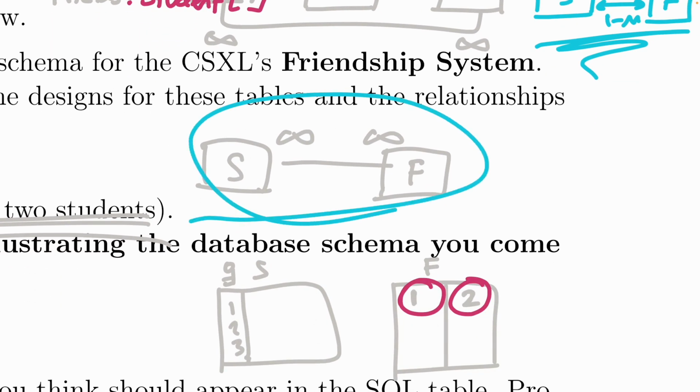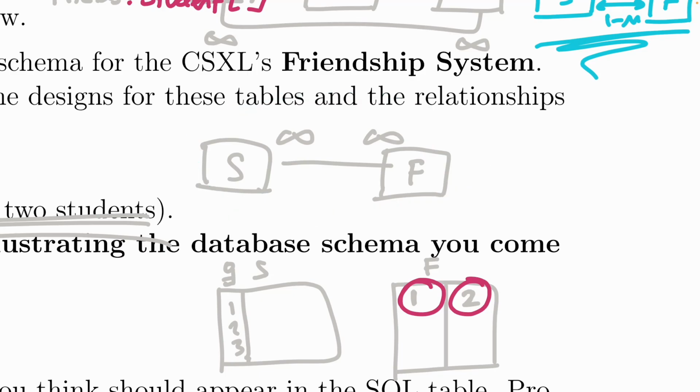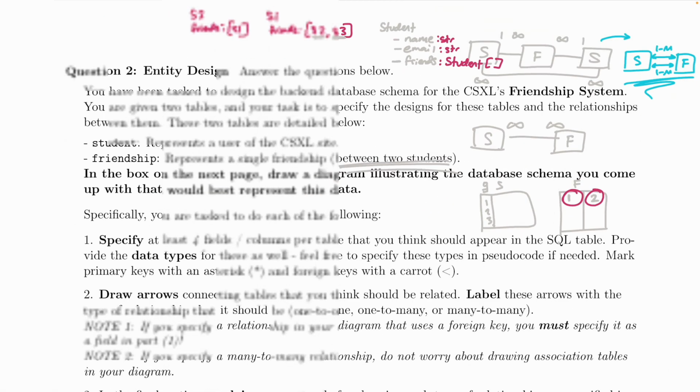Now, if you did just do this, a many-to-many between student and friends, that is fine too. You just want to make sure that you talk about why this relationship would be right in your justification section, and kind of talk about your choice there.